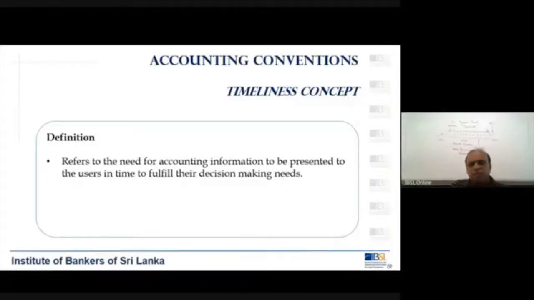The next concept that we are trying to understand is the timeliness concept, timeliness. This refers to the need for accounting information to be presented to the users in time to fulfill their decision-making needs. So it's very straightforward. Now, in the current context, some of the December companies were preparing their financial statements, and most of them published their financial statements prior to March 31st. The majority of them managed to do it.